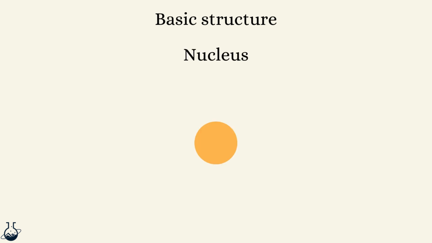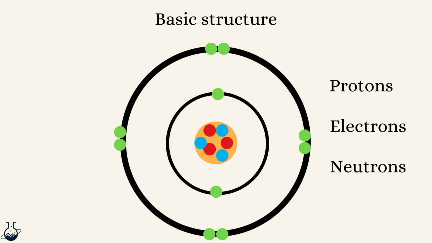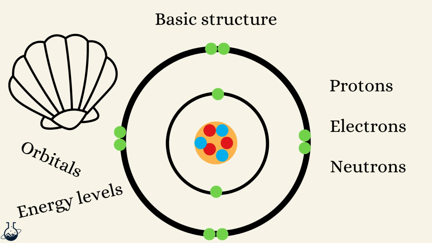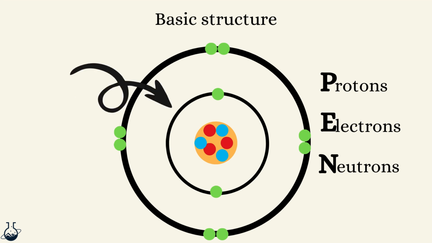They have a nucleus in the middle, which contains protons and neutrons. Around the outside, we have tiny particles called electrons, which orbit around the nucleus, in things called shells. They can also be called orbitals or energy levels. These are the subatomic particles. You can remember them by P, E, N. You might be wondering what this stuff is in between the shells. There's not much there because it's completely empty space and makes up the majority of an atom.